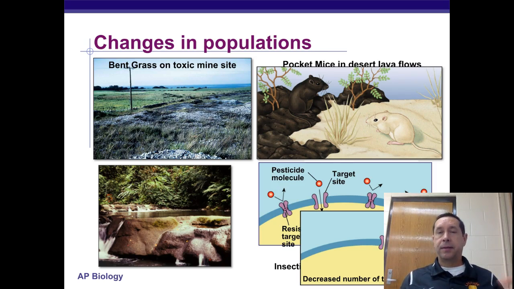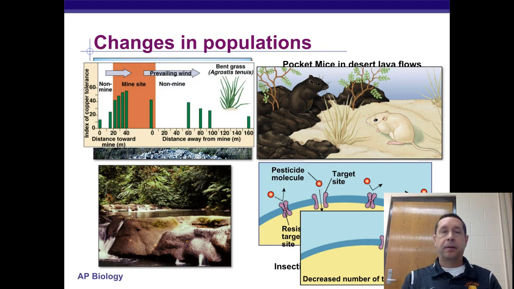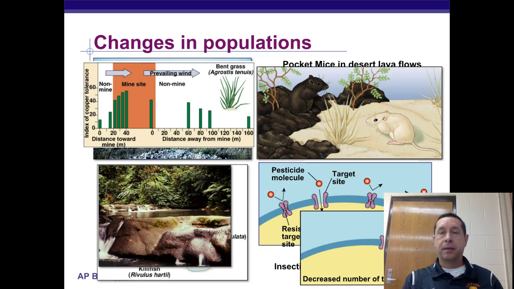So we can see some examples here of where populations are going to change. You can see you have some grass growing on what was a mine site before. You can see the pocket mice in desert lava flow. In the lava flow areas, you're going to see darker mice. In the non-lava flow, you're going to see lighter mice, and so on and so on. So you can see how tolerance for the toxic chemicals becomes more common in the mine sites versus non-mine sites.